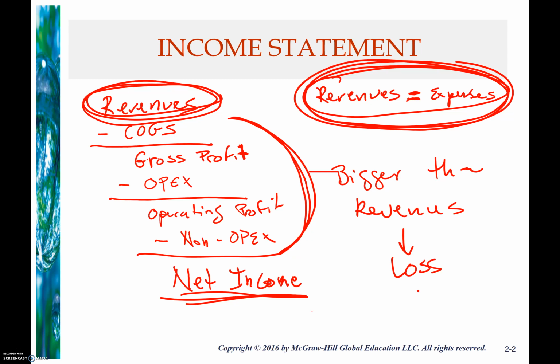In your expenses, you have three categories. You have your raw material and shipping costs, also known as cost of goods sold, or for short, COGS. If you remove your COGS from your revenues, you have your gross profit. Out of your gross profit, you take out your operating expenditures. You're left with your operating profit. Out of your operating profit, you pay interest and you pay your taxes, and you're left with your net income. And that's it for your income statement.